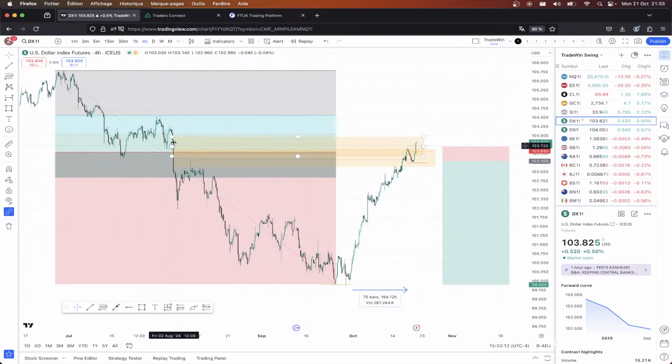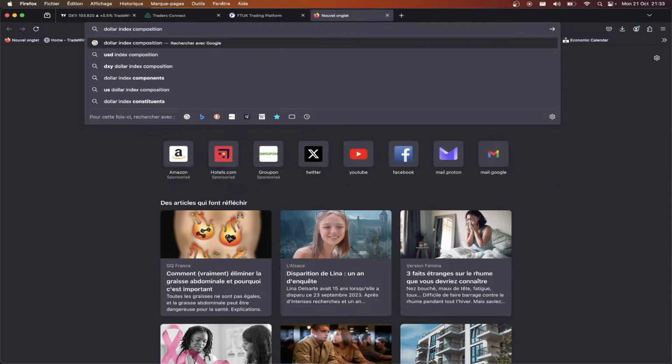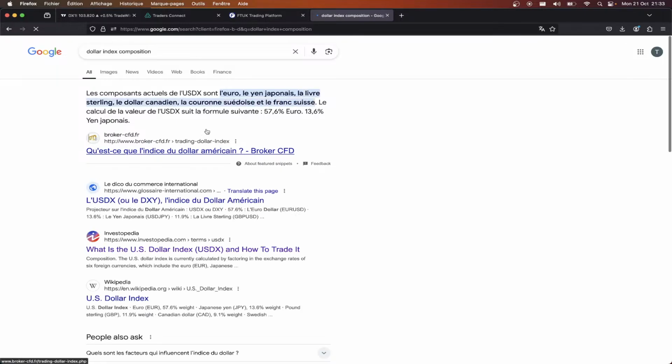And I see this massive fair value gap here, and that's why my Australian trade was a mistake. That's because I didn't wait for the dollar index to go down. So you may know what the dollar index is about. It's just a mix of different currencies. Maybe I can find you that dollar index composition. But most of it is based on euro.